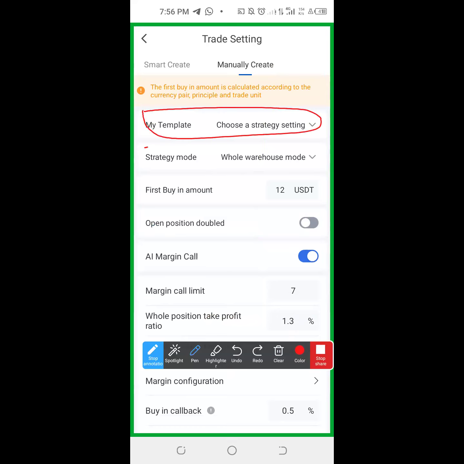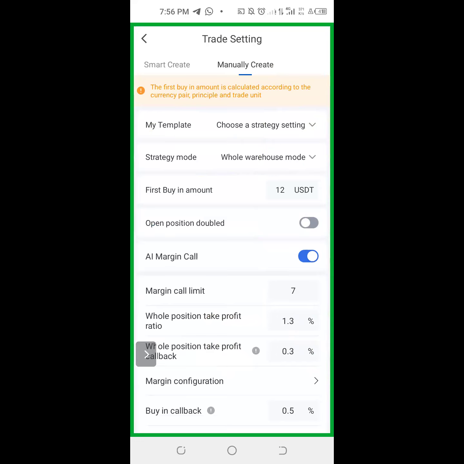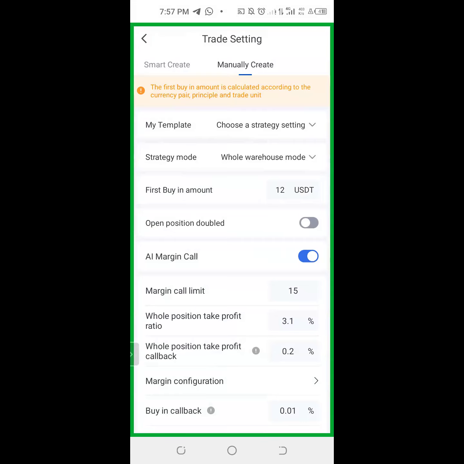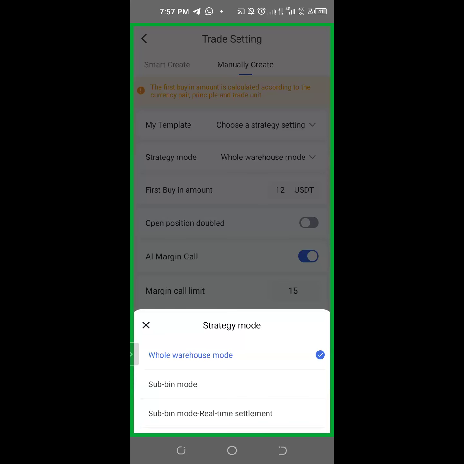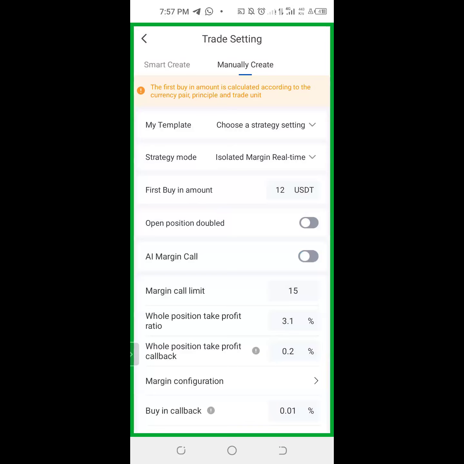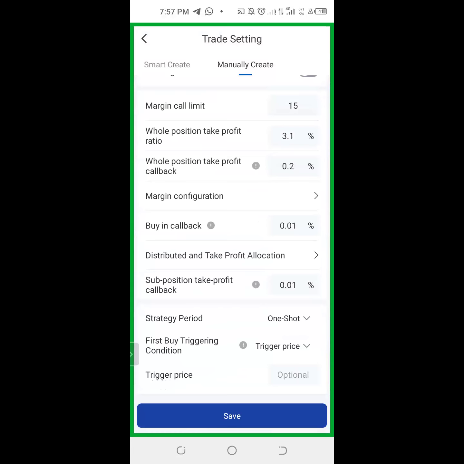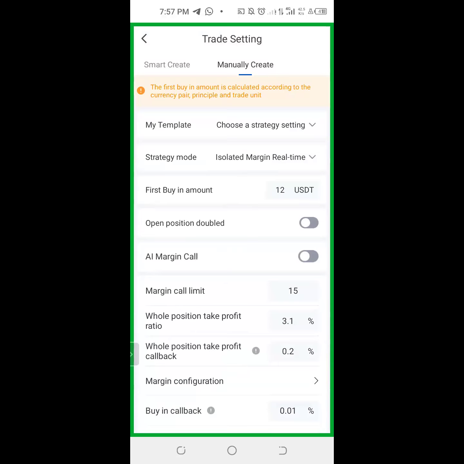And from here, I love what they did now, so that you don't ever make the mistake of putting your strategy mode on warehouse mode, because if you put it on warehouse mode, the bot is just buying. So when you click it, choose a strategy settings, you pick the capital, the trade setting for your capital, you import. Then warehouse mode, ensure you change it to a bigger return sentiment. Ensure you turn off the AI margin call, because if you don't turn it off, it will not work. Then when you scroll down, you have already imported your settings.